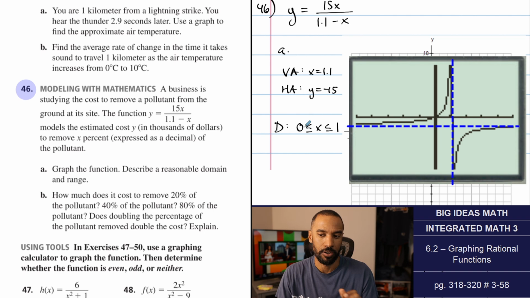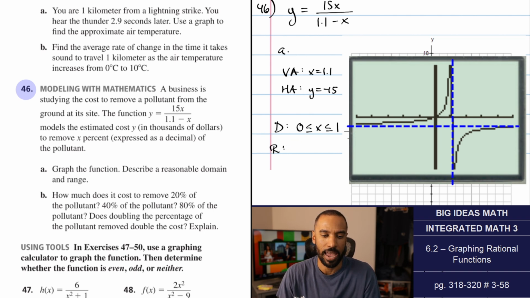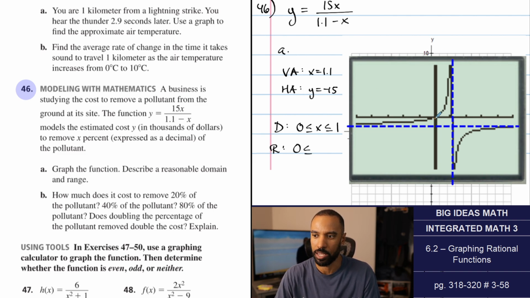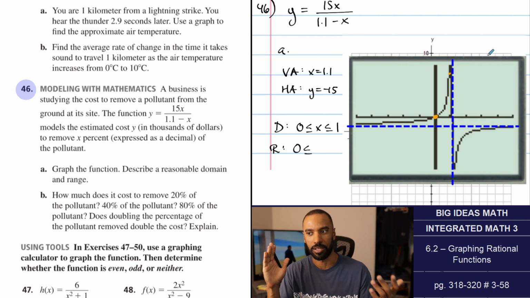But the fact of the matter is when I substitute 0 in for X, I do get 0 for Y. 15 times 0 is 0. Over 1.1 minus 0 is 1.1. 0 over 1.1 is 0. So the smallest I get is 0, which actually fits this point right here. That's 0, 0. When X is 1, Y is some value way up here. I probably hit something less than 100.